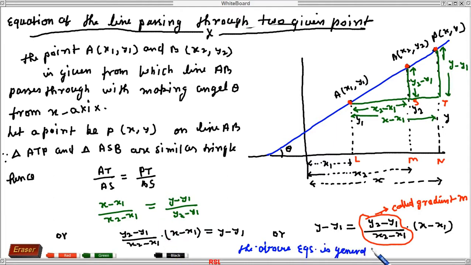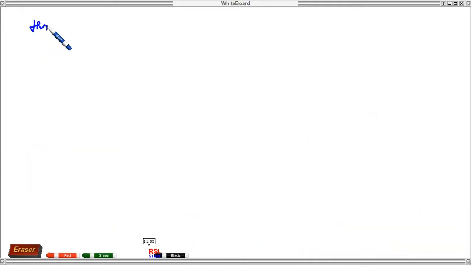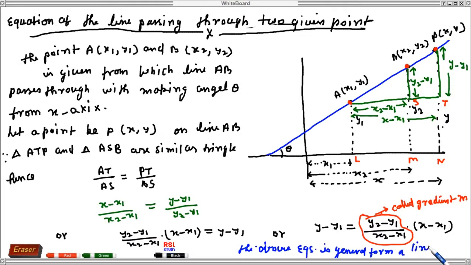The above equation is the general form of a line passing through 2 points. So this is the general equation of a line passing through 2 points, and this is a very important equation, highly used in coordinate geometry, which you will see the most and wide use of in your 11th and 12th level mathematics.